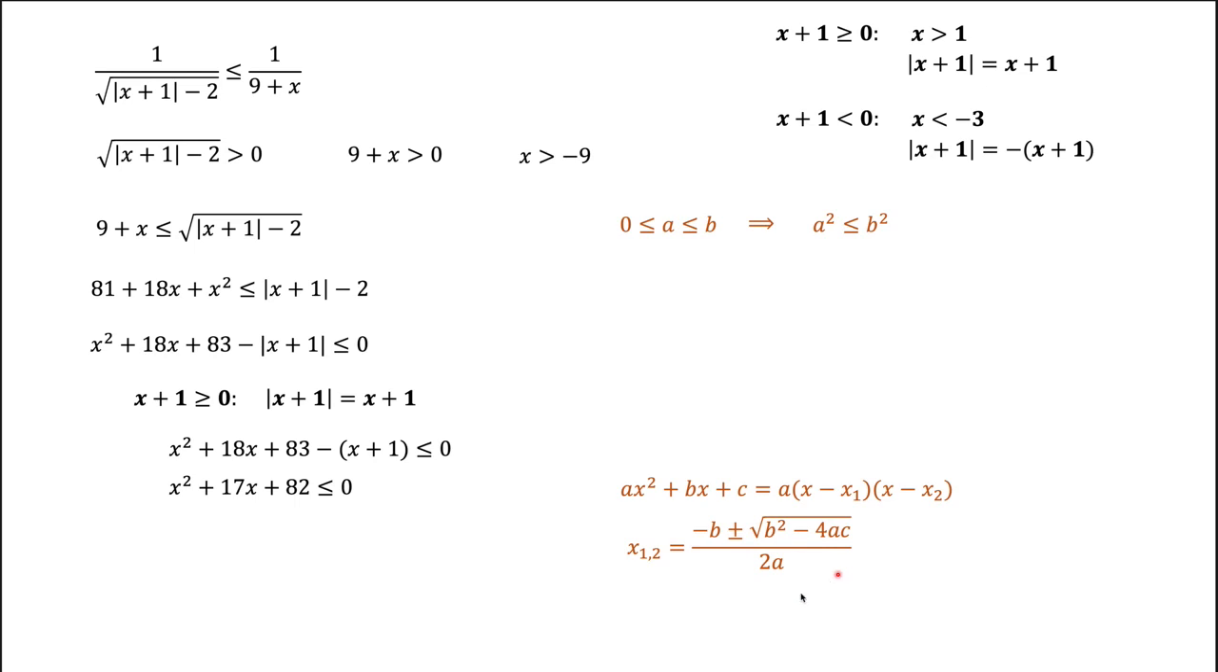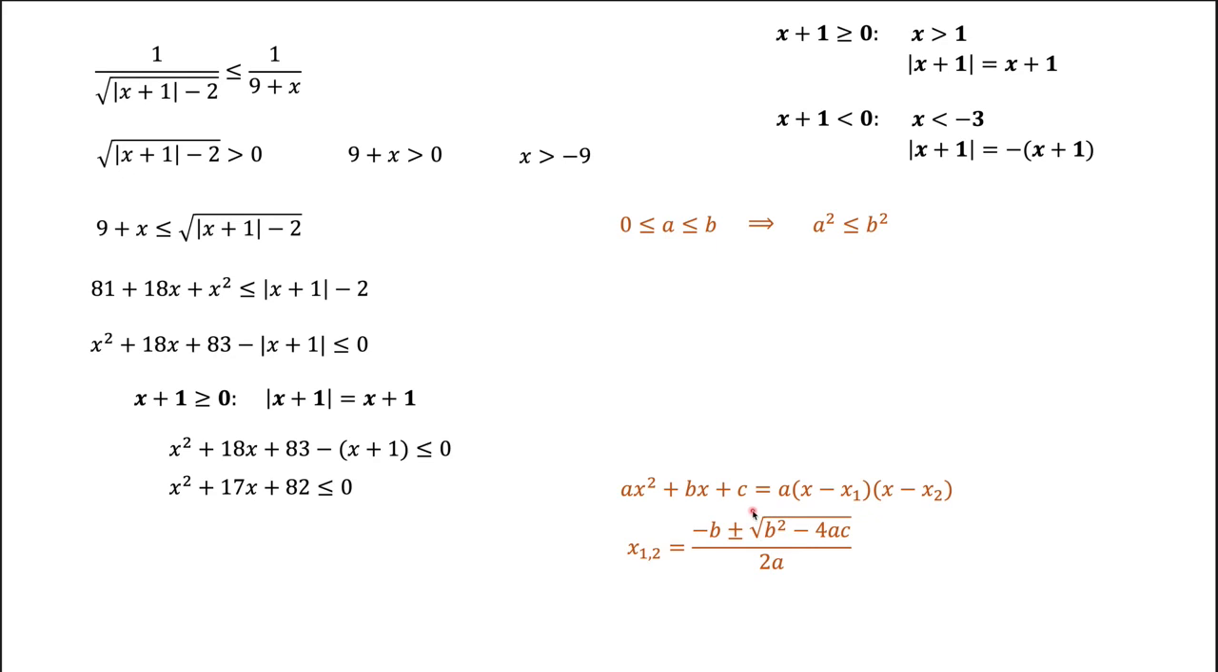Okay. Now, in our case, a will be 1, b will be 17, and c will be 82. Now, if you plug those values here, we're going to have a negative number inside of the square root. This particular polynomial does not have any real roots. And that means that either the whole polynomial is positive or the whole polynomial is negative for any value of x.